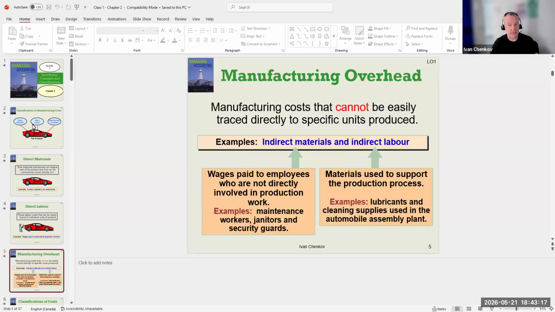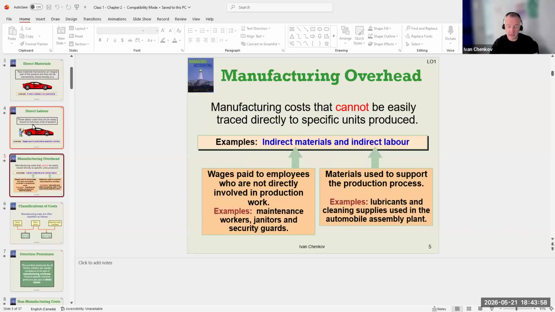Now that raises the question: do we have materials which cannot be easily traced? And do we have labor that cannot be easily traced? Yes, we do have those. And what are we going to do with those? We're going to call them not direct, but indirect. Indirect material, indirect labor. So where are we going to categorize them? We're going to put them in a new category, which is going to be called manufacturing overhead. So manufacturing overhead will be the costs which are related to the product, but cannot be directly and easily appointed or identified or measured.